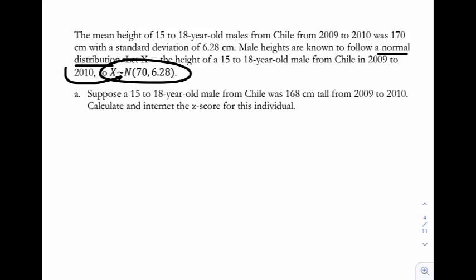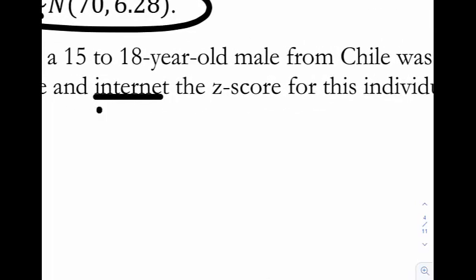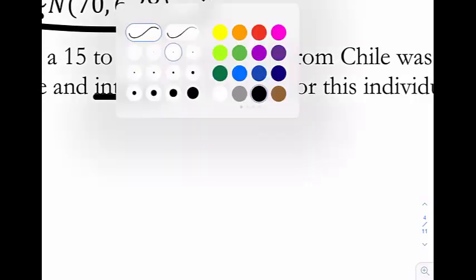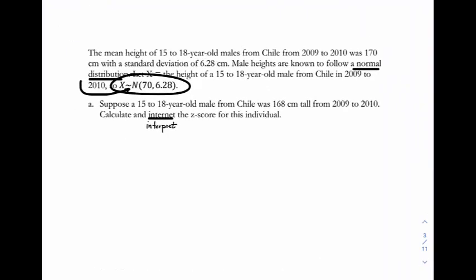Suppose a 15 to 18-year-old male for part A was 168 centimeters. Calculate the z-score for that individual. Sorry, there's a typo here that should say interpret, and not the word internet.